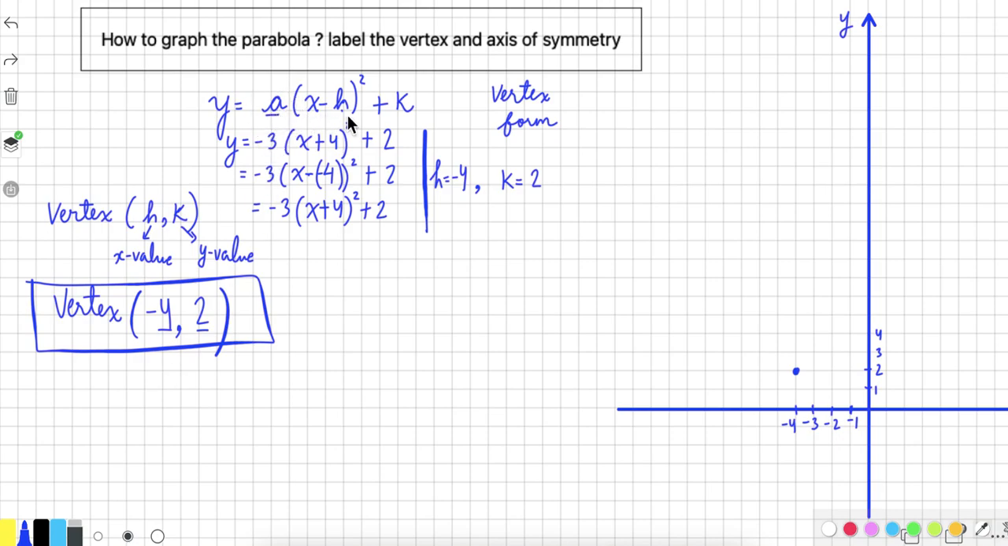So a is in front of the whole bracket, and here the a is negative 3. So we see the a is negative 3. So that's the a value here. Now, what are we gonna do? We need to learn about the step pattern here. What is that? The step pattern will help us in plotting the other points than the vertex here.